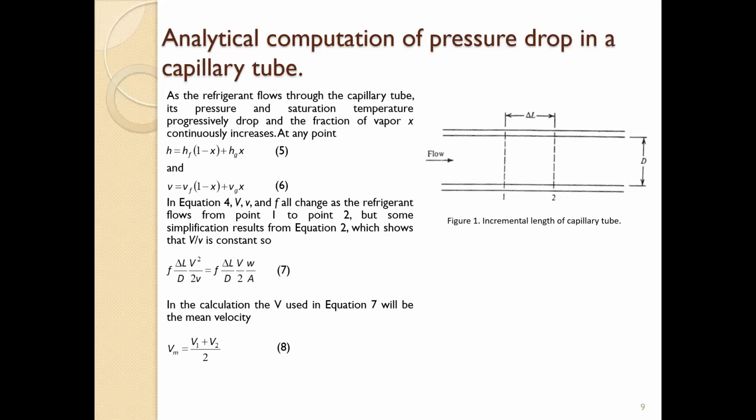So, in equation 4, capital V is the velocity, small letter v is the specific volume, and f all change as the refrigerant flows from point 1 to point 2. But some simplification results from equation 2 which shows that V over v is constant. So f delta L V squared over 2v is equal to f times delta L over D, V over 2, that's W over A. So in the calculation, the V used in equation 7 will be the mean velocity, V1 plus V2 over 2. Okay, i-derive natin to.